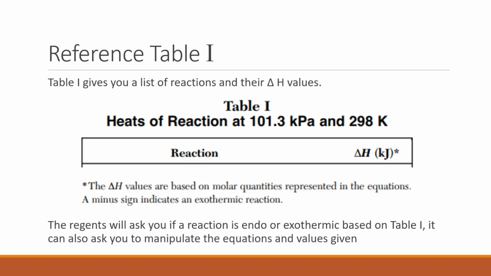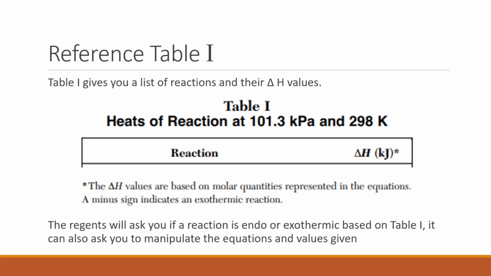Today we're going to talk a little bit about reference table I, which gives us delta H heat of reaction values for a bunch of different reactions, and how we can use table I to answer some questions. We're also going to talk about the idea of spontaneity, and what it means for a reaction to be spontaneous. We're going to introduce the idea of entropy, which is a new vocab word and a new concept that we're going to talk about, all of which is for this video.